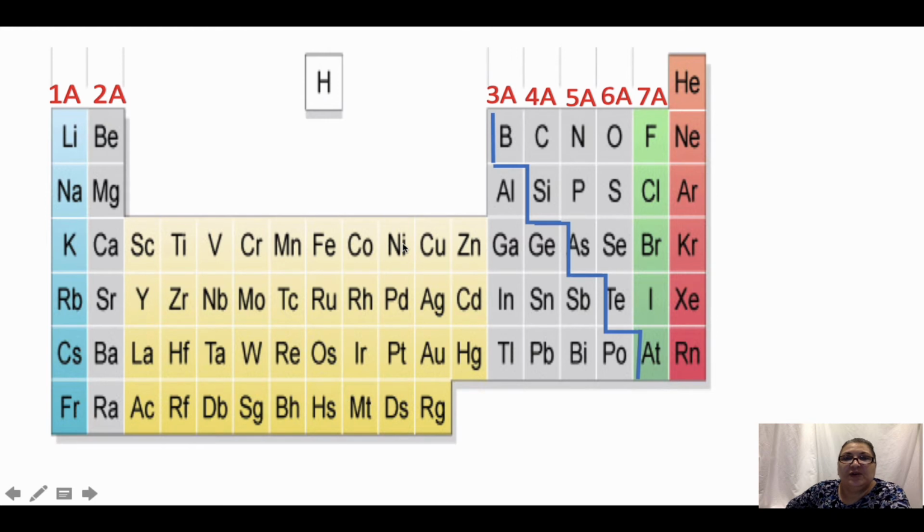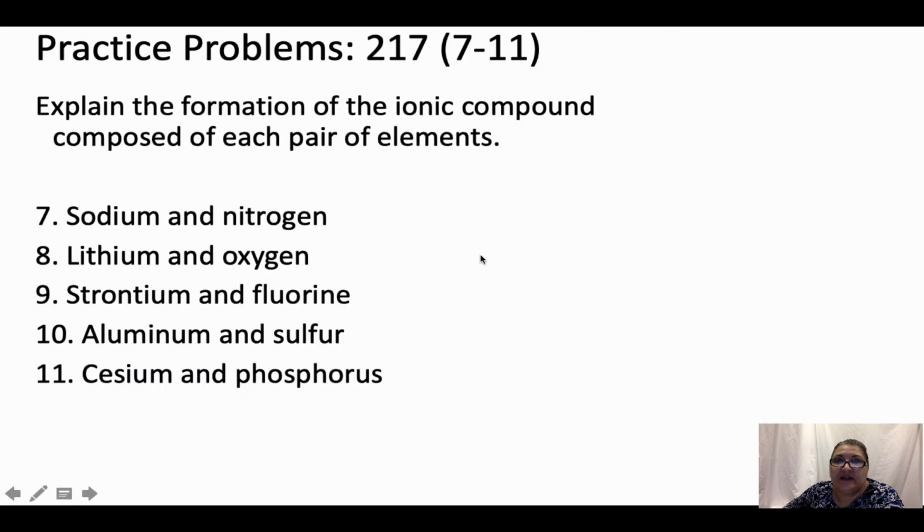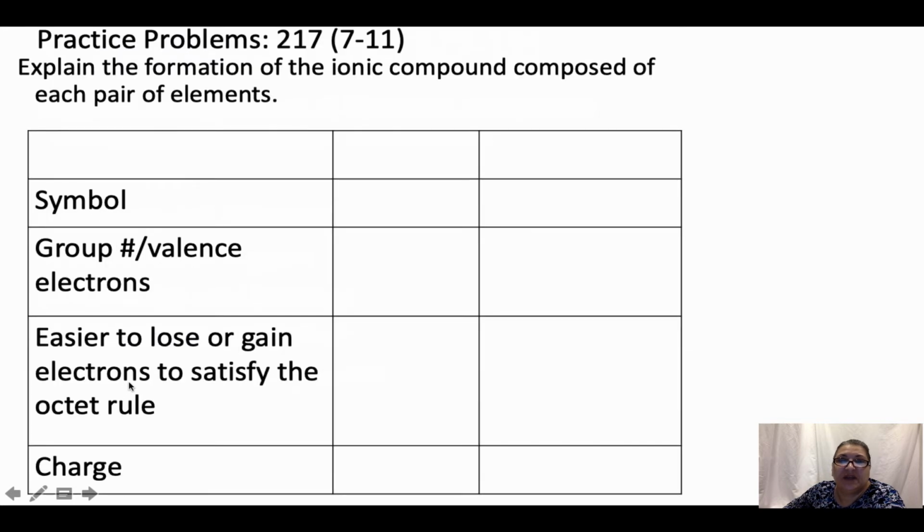Now, you're going to need this periodic table because we're going to go over how the ionic compounds form. I took a picture of it, but get one just in case to complete your homework and your assignments. So we're going to go over the formation of these compounds. And before we start, let me see.